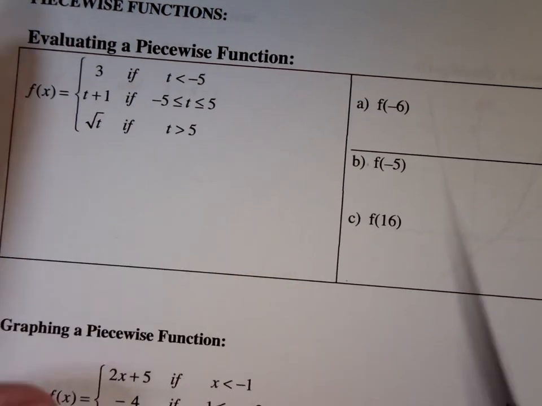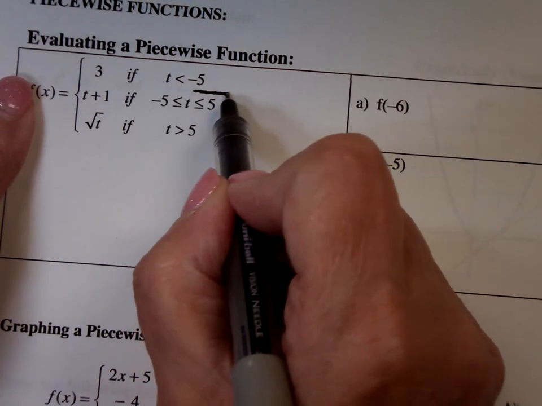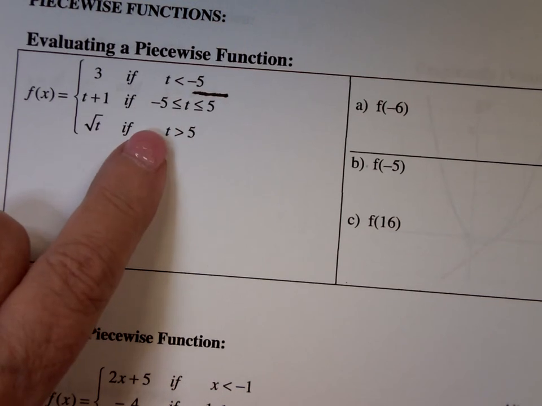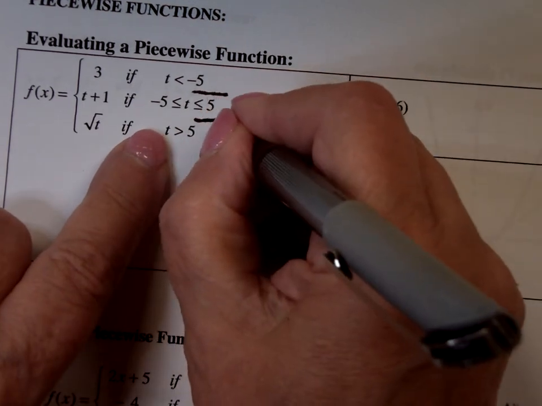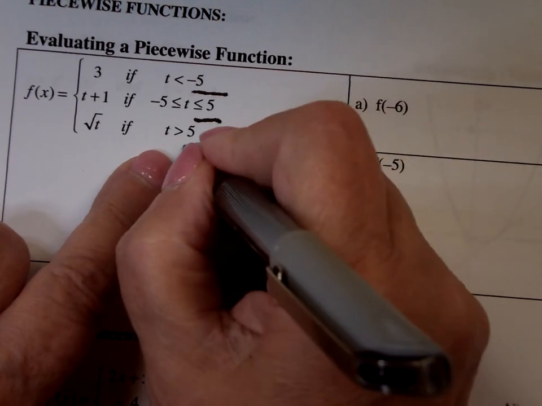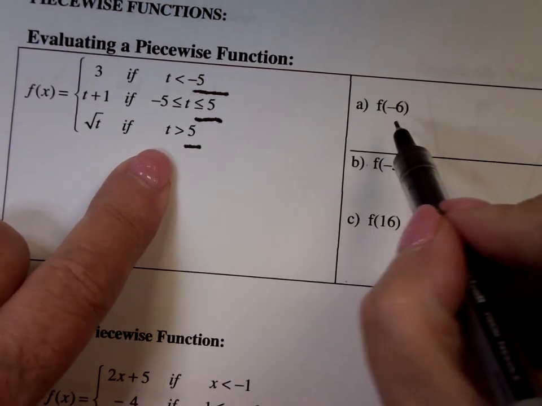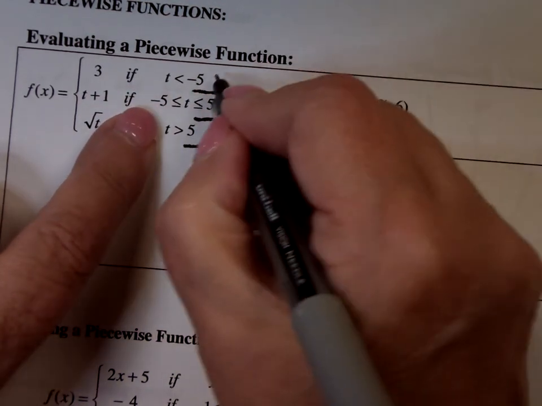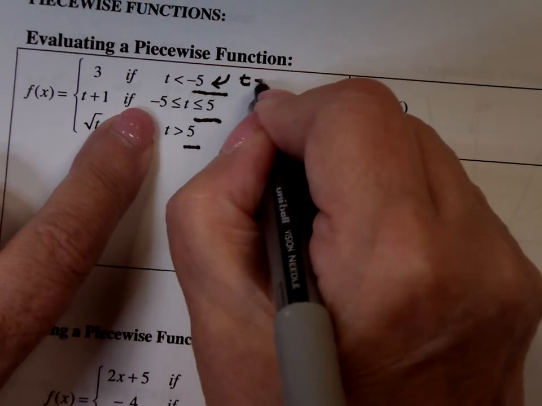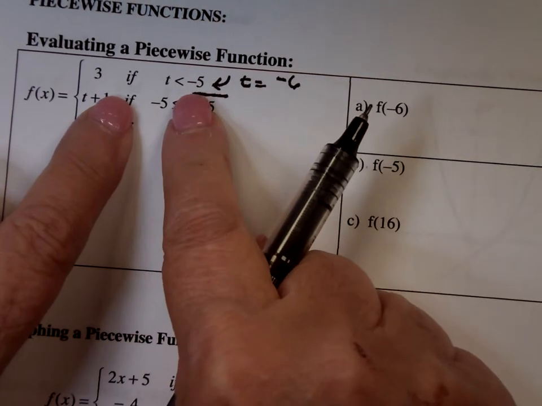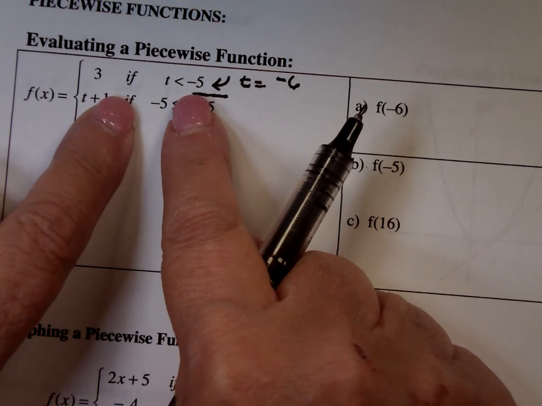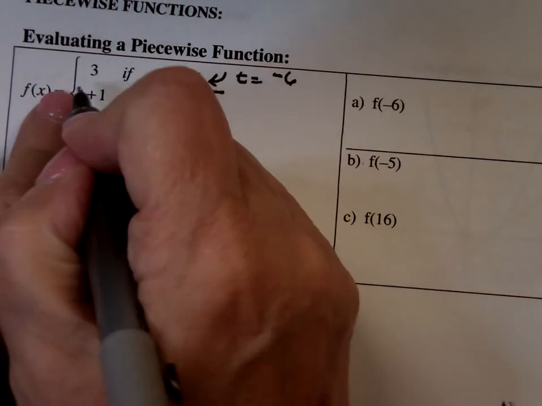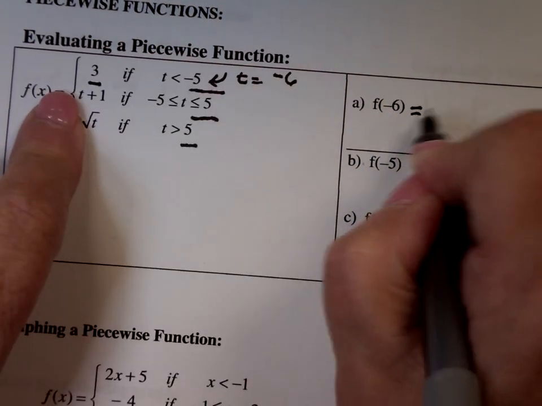So I look at it, and this function is broken into 3 pieces. This is where t is less than -5. This is where t is between -5 and 5, and where t is greater than 5. So if I wanted to find f of -6, I'd look to see where -6 lives. Well, t equals -6 is with the first function, because -6 is less than -5. So I would use this first function, and it would be 3.